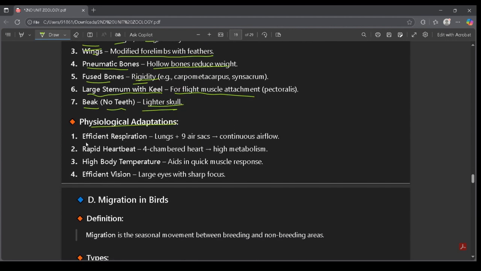Physiological adaptations: they have efficient respiration, lungs plus nine air sacs, which leads to continuous airflow. They have a rapid heartbeat and a four-chambered heart, therefore high metabolism, and a high body temperature, which aids in quick muscle response. They also have efficient vision, that means large eyes with sharp focus.